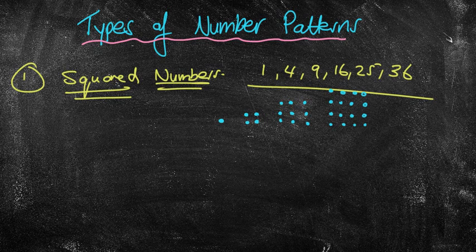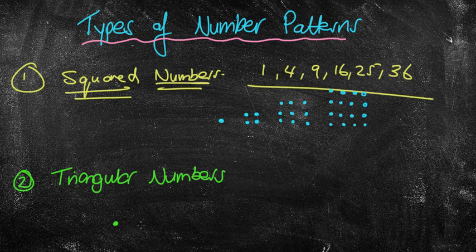So that's number one, squared numbers. The second one that you will often look at is what we call triangular numbers. If we look at the same sort of pattern, we're going to start with just one dot, and I'm going to draw little triangles like that. And I'm going to draw another one by adding another row. What do you reckon the next one would be?